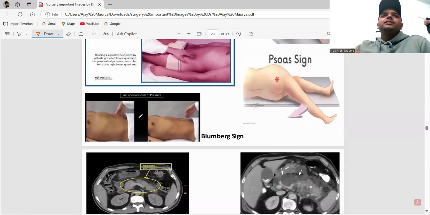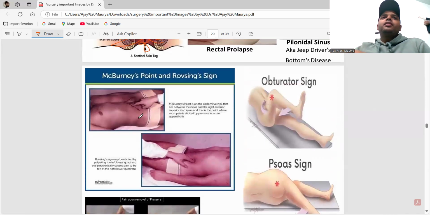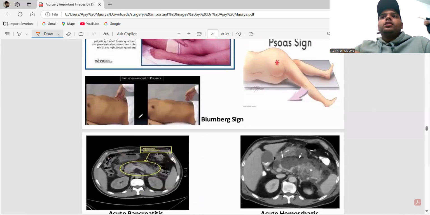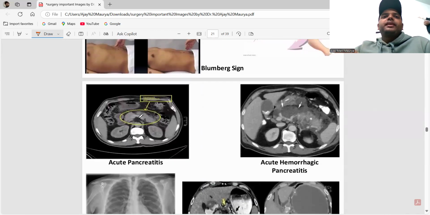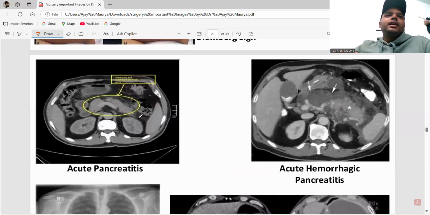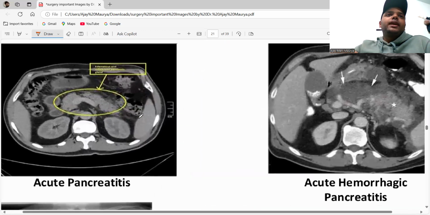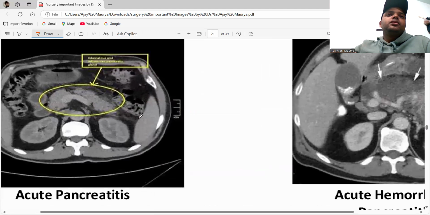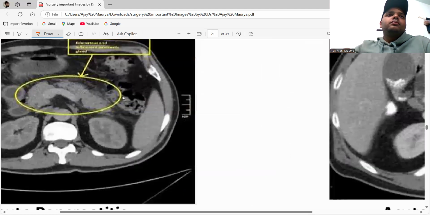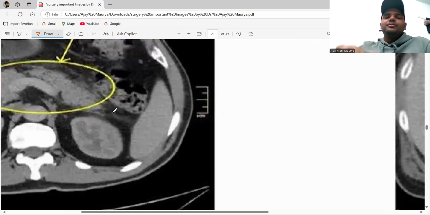What is Murphy sign, guys? Murphy sign is done for what? For cholecystitis. Remember here, this is the case of acute pancreatitis. In acute pancreatitis, guys, what is the reason? What happened?